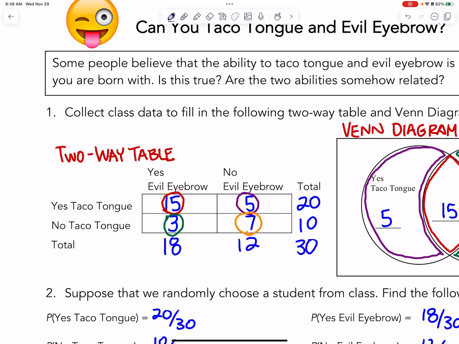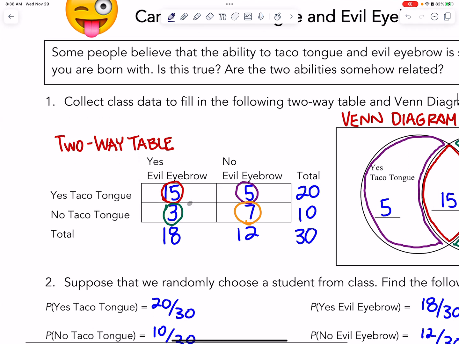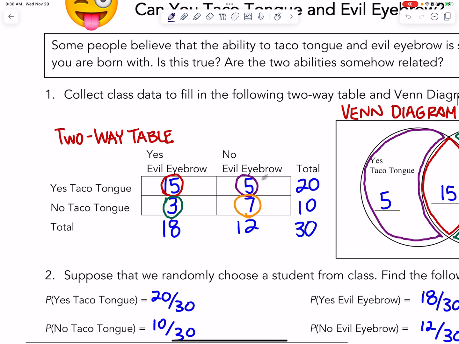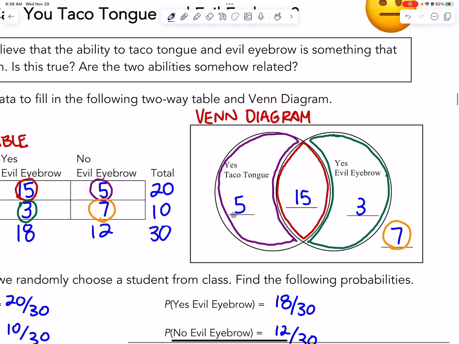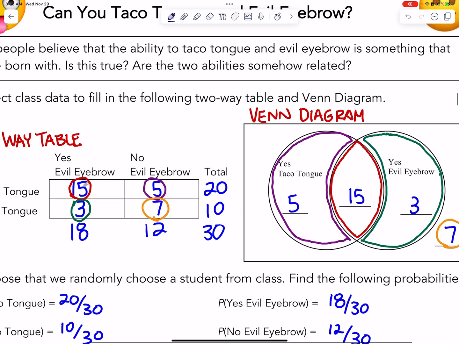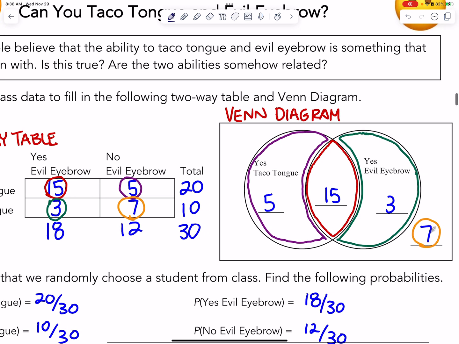So this is the result we got: 15 could do both, 5 could do the taco tongue but not the evil eyebrow, 3 could do the evil eyebrow but not the taco tongue, and 7 could do neither. When we translated it to the Venn diagram, the first step is to start with the overlap, so 15. I have 20 people total that could do taco tongue, but I'm splitting it into separate groups: 15 could do both, but 5 could do the taco tongue but not the evil eyebrow, and so forth. And 7 is on the outside, the ones that could do neither.